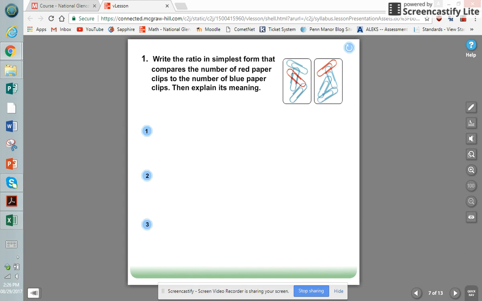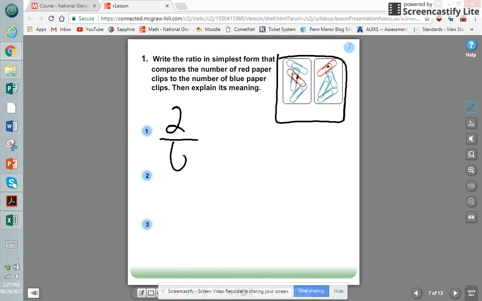Here we have a picture of some paper clips, and the question asks us about the number, and we're comparing the number of red paper clips to blue. So when I look at this picture, let's get our pen up and running. We have 2 red paper clips, 1, 2, and then I see 6 paper clips, 1, 2, 3, 4, 5, 6.